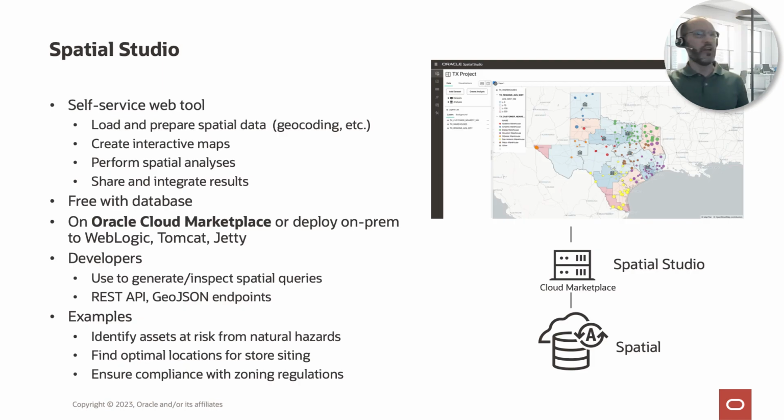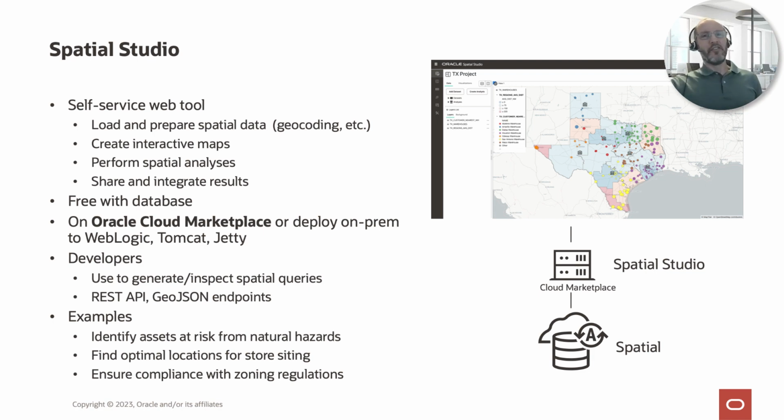And I want to start with Spatial Studio. Just to reiterate, Spatial Studio is a web application. It's a web tool. Its purpose is to allow you to access and load and prepare spatial data, to be able to drag and drop and visualize it on interactive maps, and then start to ask location-based questions, basically those sorts of spatial queries that I talked about earlier, but perform them as a drag and drop, menu-driven, no-code experience.